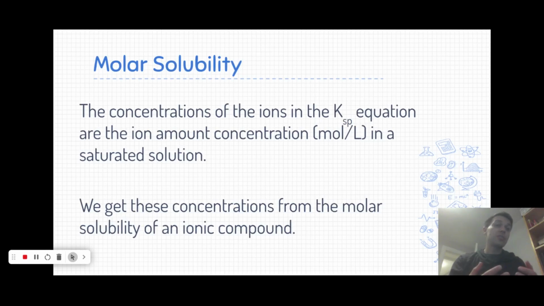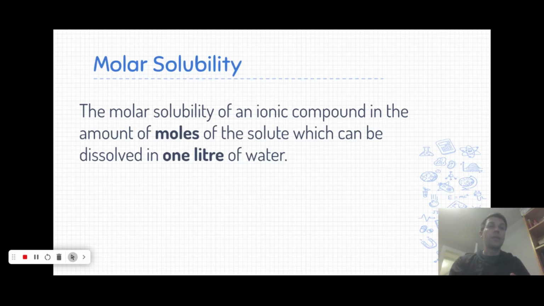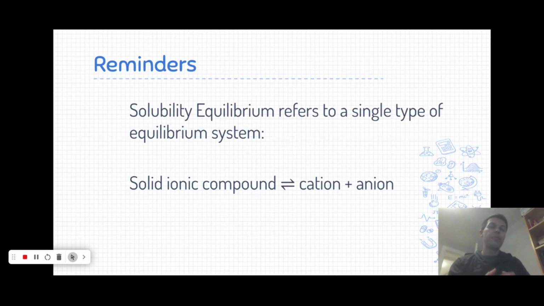We get those concentrations from knowing the molar solubility of an ionic compound. The molar solubility of an ionic compound is the amount of moles of the solute which can be dissolved in 1 liter of water. Before going through an example, let's remind ourselves of some key points about the KSP equation.